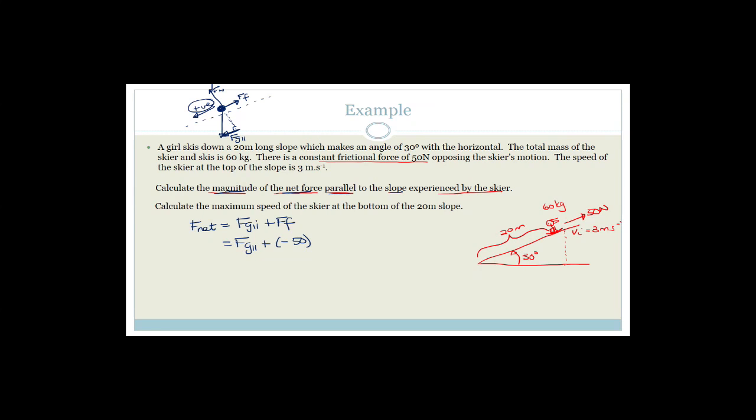Now let's work out what FG parallel is. We know that this angle here is 30 degrees. So therefore that angle there is 30 degrees, right? We know FG. This is the opposite side and that is the hypotenuse. So we've got opposite and hypotenuse, so therefore it has to be sine. So what are we saying? Sine of 30 degrees is equal to opposite, which is FG parallel, over the hypotenuse, which is FG.